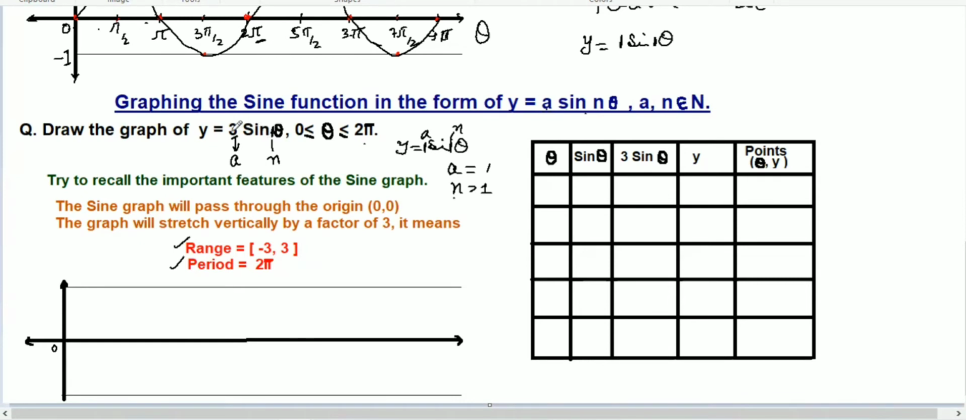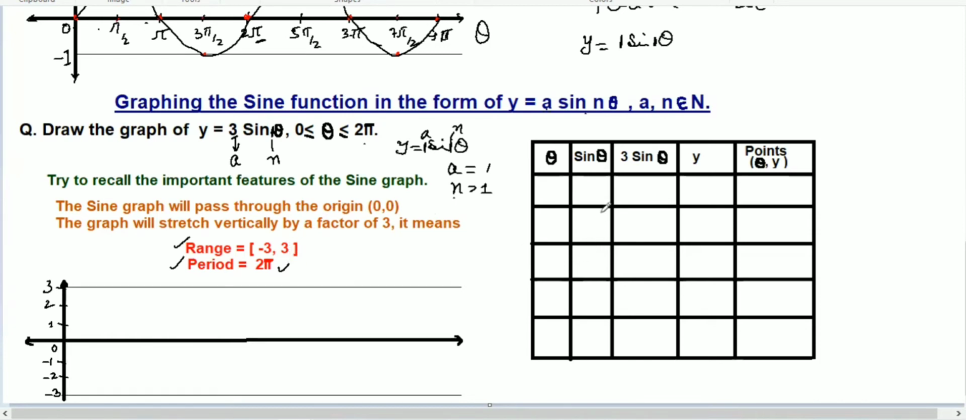So in front of sine theta there is 3. What will be the range? The range will be -3 to 3. First write down the range here: 1, 2, and this is 3, and here -1, -2, -3. So this is the range, -3 to 3. And we know the period of the graph is 2 pi. This n will affect the period, but here it is only 1, so there will be no effect on the period of the graph.